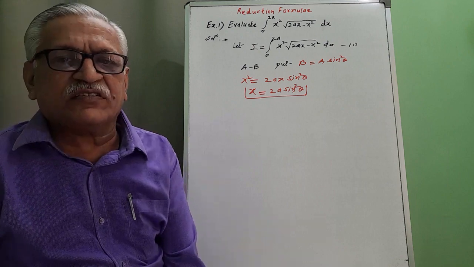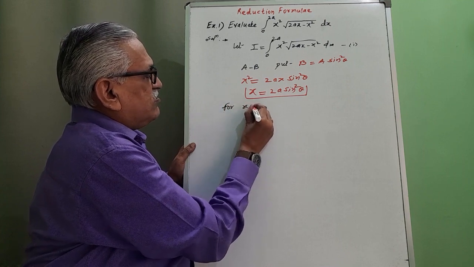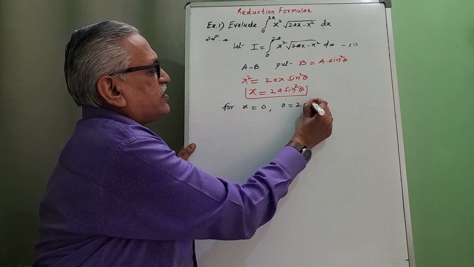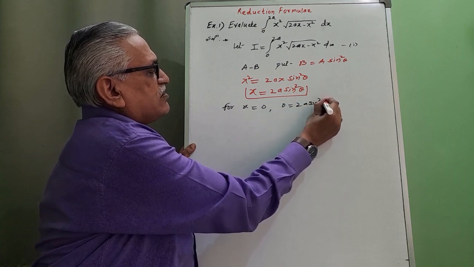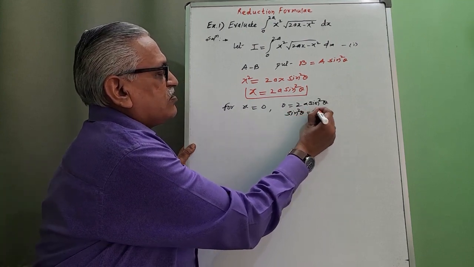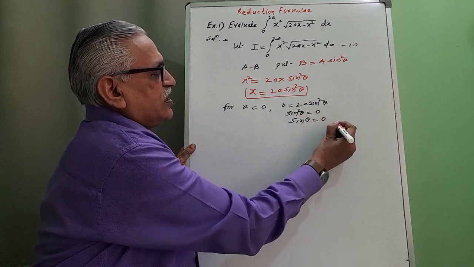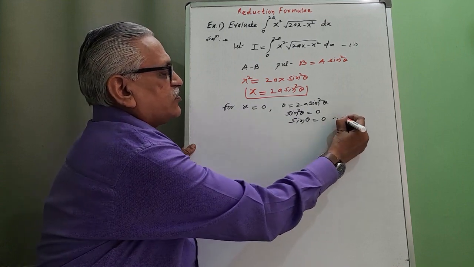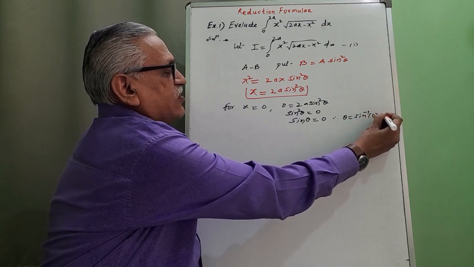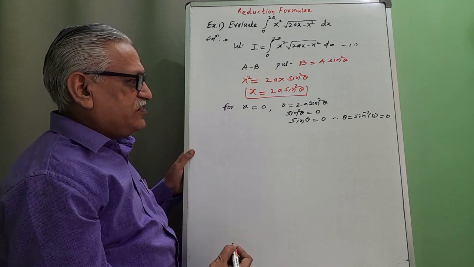As we are using the substitution, we get the new limits. For x is equal to 0, we get 0 is equal to 2a sine square theta. Dividing by 2a, we get sine square theta is equal to 0. Taking square root, sine theta is equal to 0, and therefore theta is equal to sine inverse of 0, and the value of sine inverse of 0 is 0. Therefore, the lower limit remains the same, that is 0.